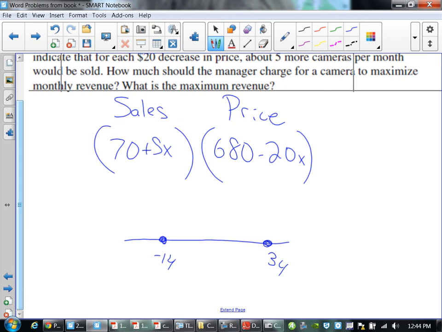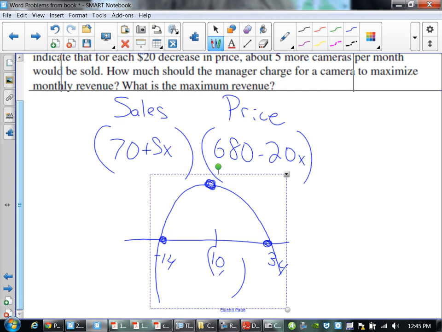What's negative 14 plus 34? 20. What's half of that? So your midpoint is when x is equal to 10. So I know it's going to go up. My maximum is going to occur when x is 10. So if I decrease it 10 times, I'm decreasing it by $200, which means how much am I selling each camera for? 480. So my x value is going to generate the most amount of revenue.